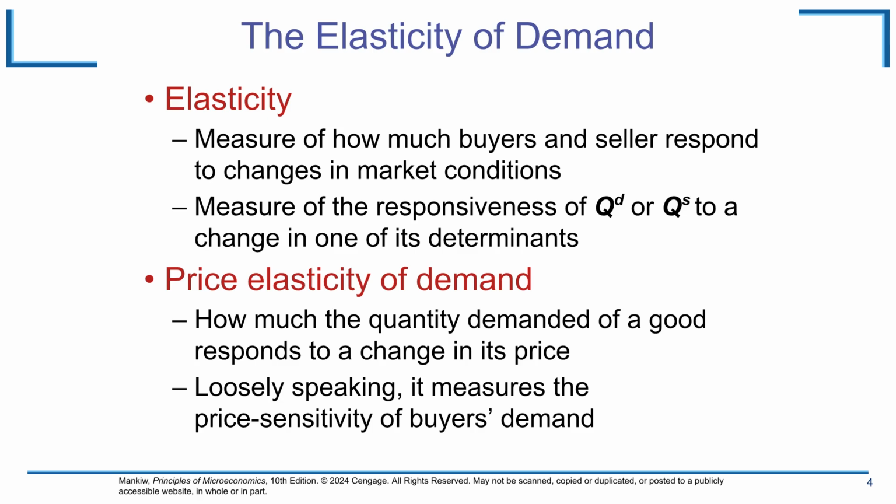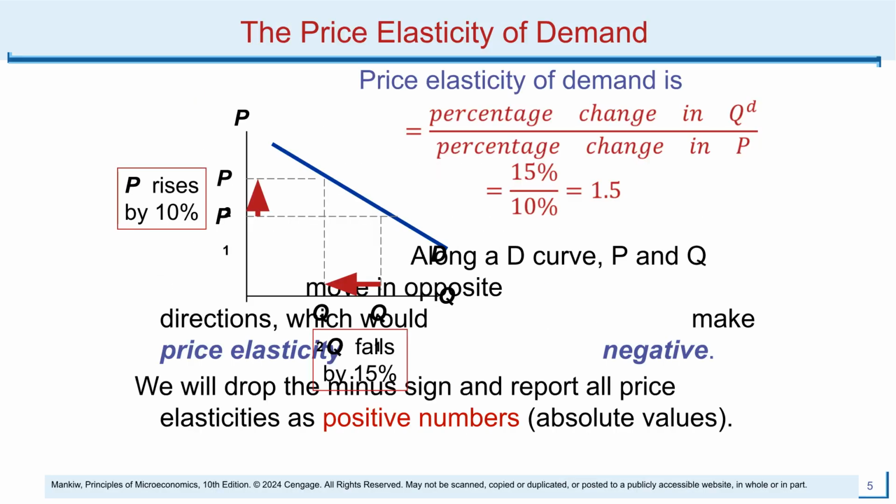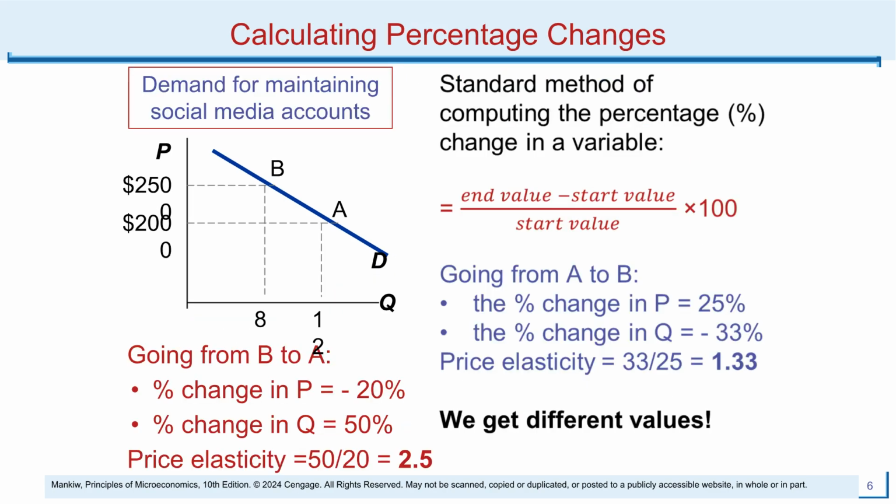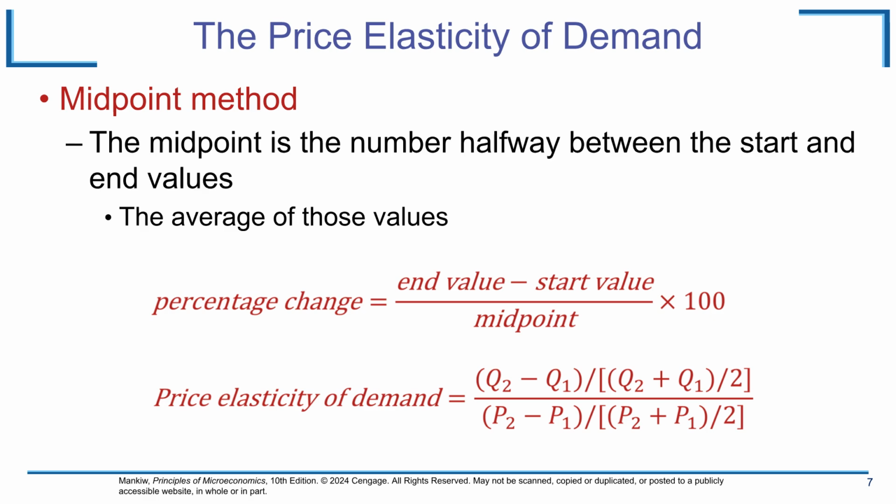Specifically, the price elasticity of demand measures how much the quantity demanded responds to a change in price, reflecting the price sensitivity of buyers. We calculate price elasticity of demand by dividing the percentage change in quantity by the percentage change in price. We typically report this as a positive absolute value. Using the standard percentage change formula can lead to different results depending on the direction of the price change, which is why we need a better method.